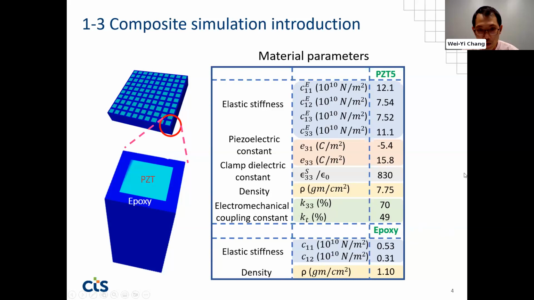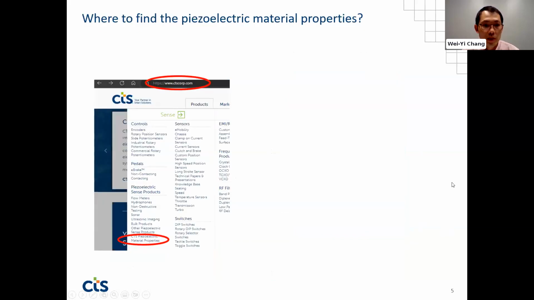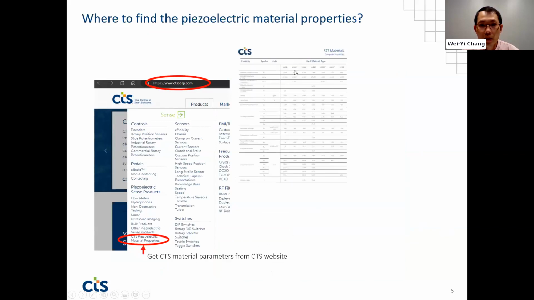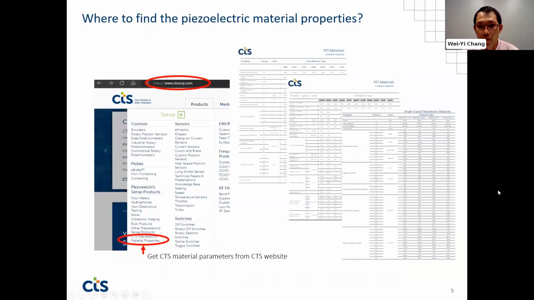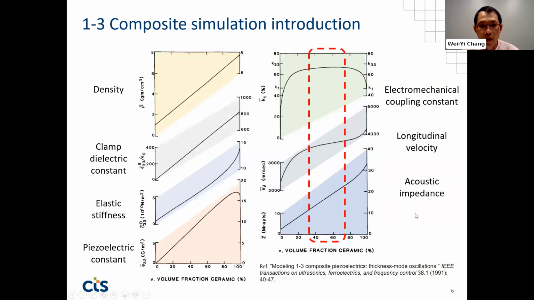So based on this one, we can do some calculation. And where can we get this property? On the CTS website, we do have material properties, and we can get the PZT material and also single crystal material properties in here as well. And based on these properties, we can do a theoretical calculation.